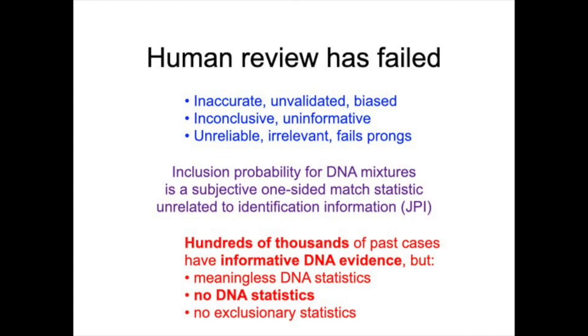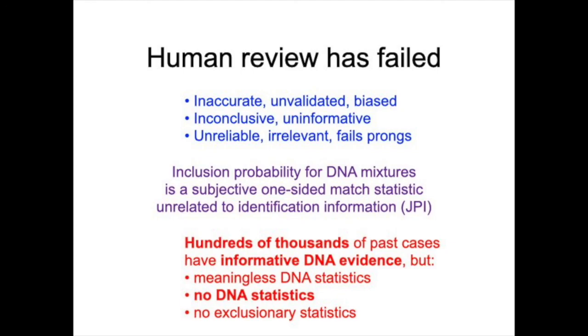Human review has failed. Science has shown for 20 years that it's inaccurate, unvalidated, biased, it gives inconclusive results, it's uninformative, not reliable, often not relevant, and if you really held a Daubert hearing on it today, I don't know if it would pass. And in the center, this is a quote from a peer-reviewed paper, the JPI paper I mentioned. Inclusion probability for DNA mixtures is a subjective, one-sided match statistic unrelated to identification information. That's the title.